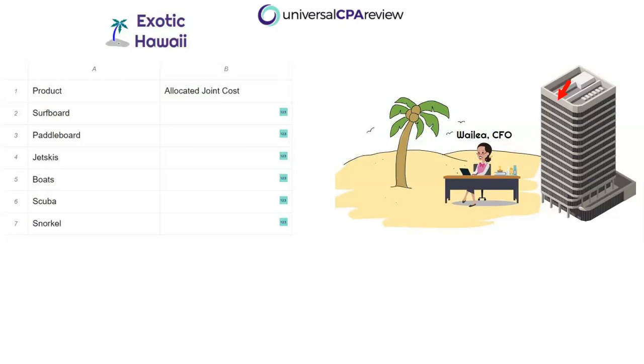Now the CFO, Wailea, she needs us to help her calculate the amount of joint cost that should be allocated to each product. Now fortunately, she forwarded us an email for each of those joint products. We can use that information to figure out what the joint cost should be for each product. So as you can see in the simulation, right, in column A, we have each product. In column B, we simply just need to input the allocated cost, and that's going to be a dollar amount. It's going to be a whole number with no decimals. So make sure you read the instructions for this one, and definitely on the exam.